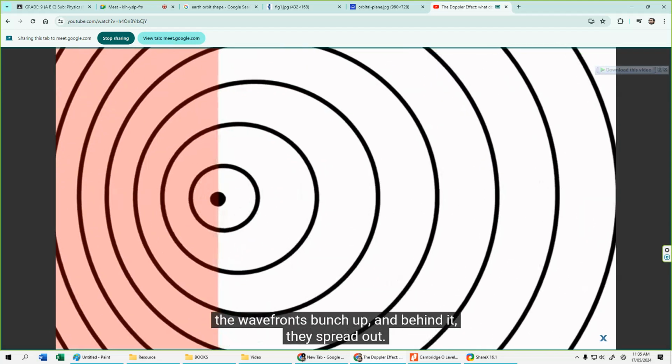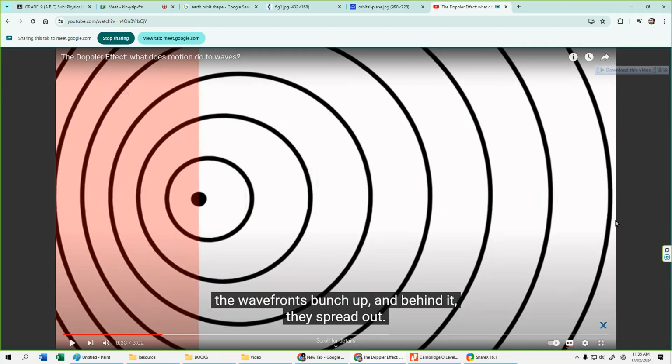In the direction it's moving, the wavefronts bunch. Do you see it?